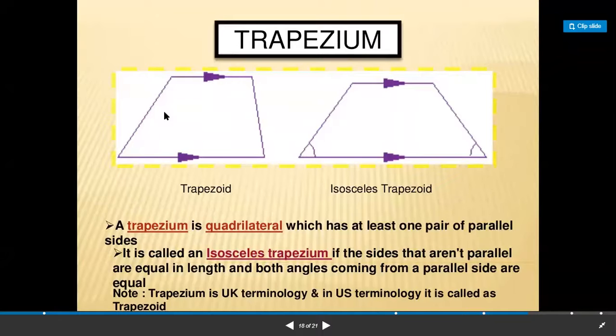Here the opposite sides, this pair is parallel, this one is also parallel, but this pair is unequal, whereas in this one it is equal. Then the opposite sides are equal and then it will be isosceles. And this is not isosceles. This is a simple trapezium.